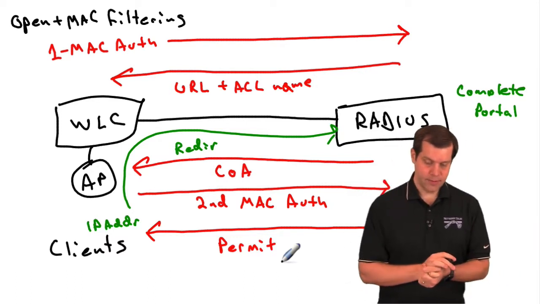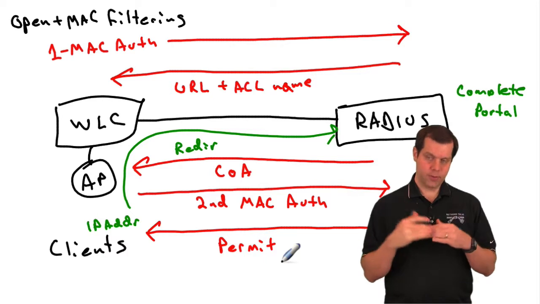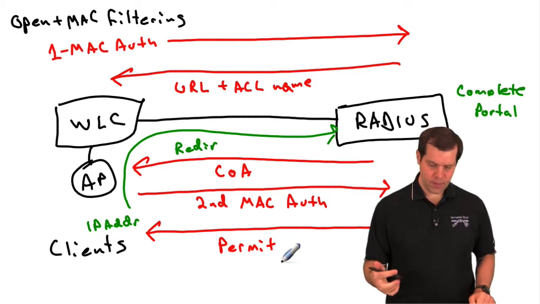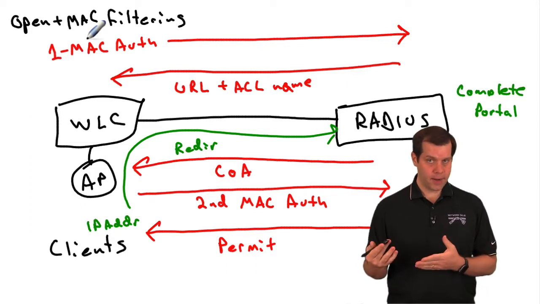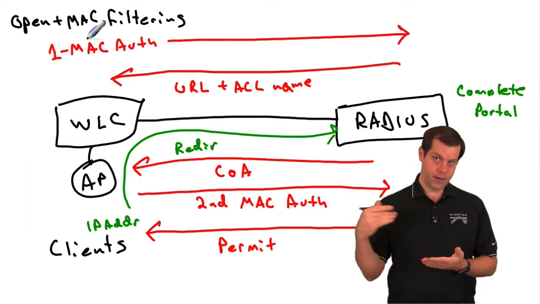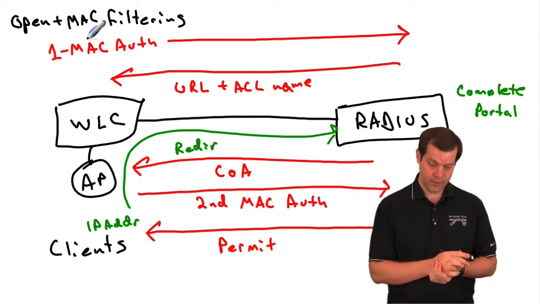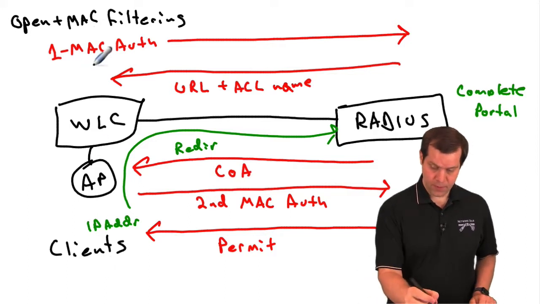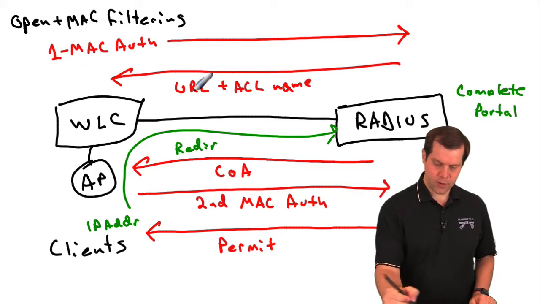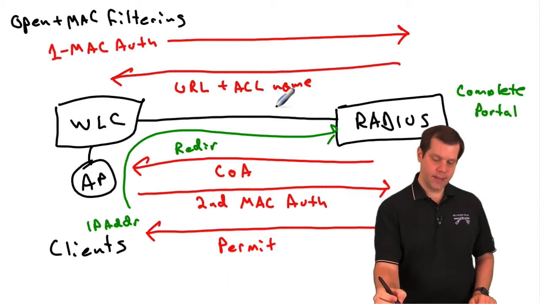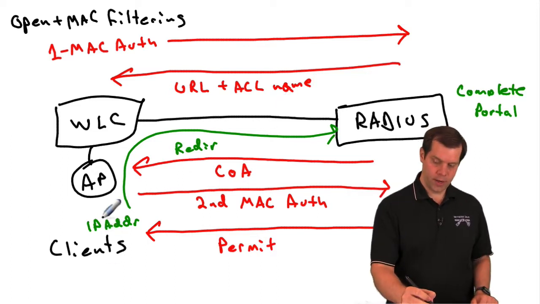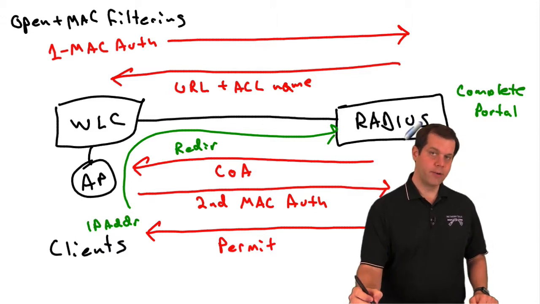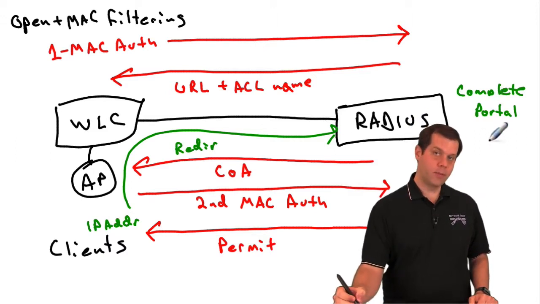So that's the process. So it's sort of multi-steps. Again, we're connecting up to an SSID that's an open SSID with MAC filtering turned on, and it's configured to use MAC auth against a Radius server. First MAC auth goes to the Radius server. Radius server responds with the redirection URL and ACL. Client gets up, pulls its IP address, tries to go to a web page, is redirected to the portal on the server. The client completes the portal process.